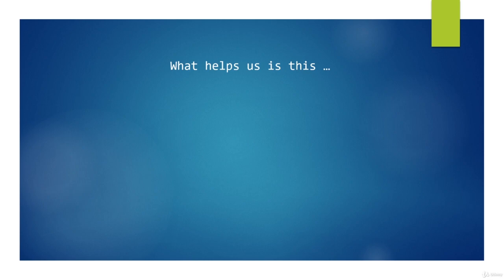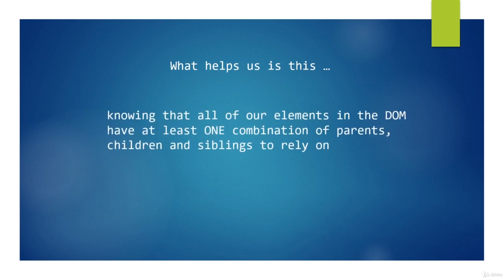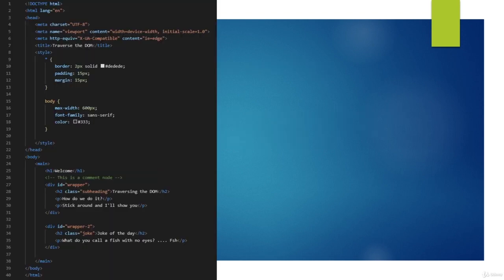Well, what helps us is this. Knowing that all of our elements in the DOM have at least one combination of parents, children, and siblings to rely on. Well, let's visualize this. We just coded up our HTML. Let's just put it on the screen. This should look very familiar. We just did this together. In fact, the only thing I added now was a comment node. You can see I've added this is a comment node. I wanted to just make things a little bit more tricky for us.